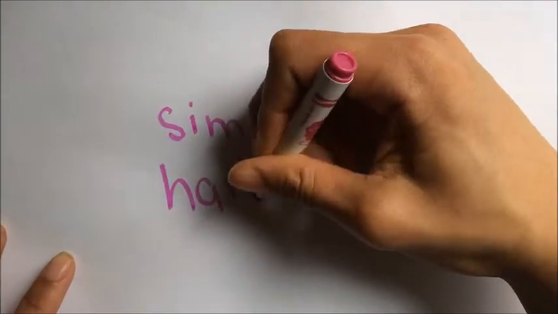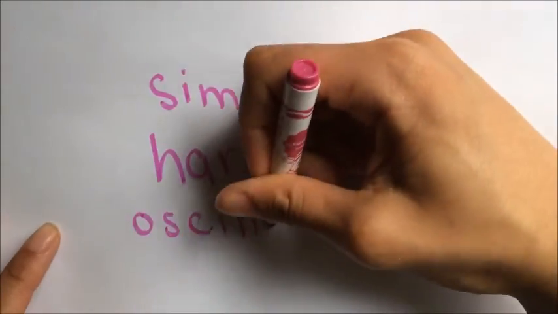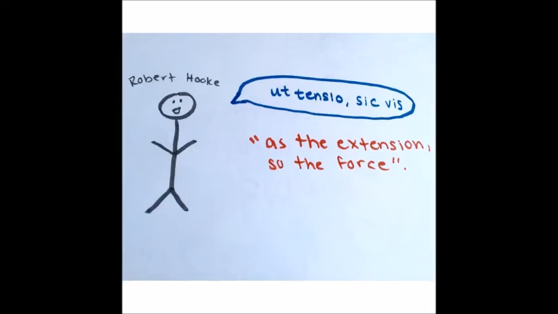As I previously mentioned, the mass on a spring is an example of a simple harmonic oscillator. Simple harmonic oscillators demonstrate a special relationship that was discovered by a scientist named Robert Hooke. Hooke said something in Latin which translates to "as the extension, so the force," meaning that the amount that the spring is stretched, or the displacement of the mass, is negatively proportional to the restoring force.